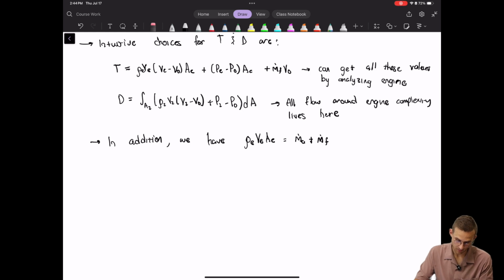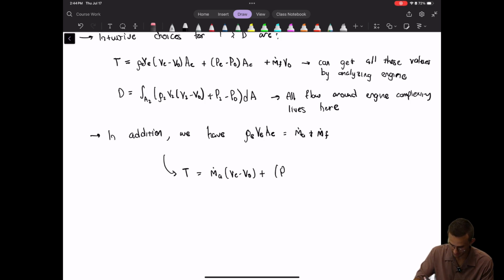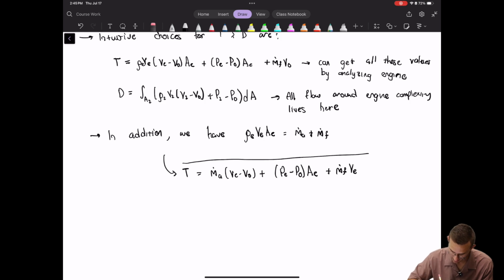And then m dot F is the fuel injected into the flow. So we can actually rewrite the thrust in the following way, where we have m dot A times V E minus V naught, okay, plus the quantity P E minus P naught, the pressure difference, times A E, okay, plus m dot F times V E. Okay, and you'll see that if you make that substitution into that T expression, you get this. And this is our real equation for thrust that you'll often use, the dimensionalized equation for thrust.